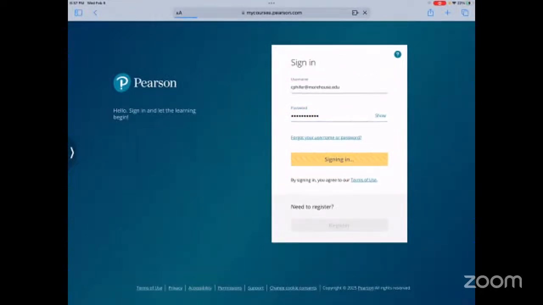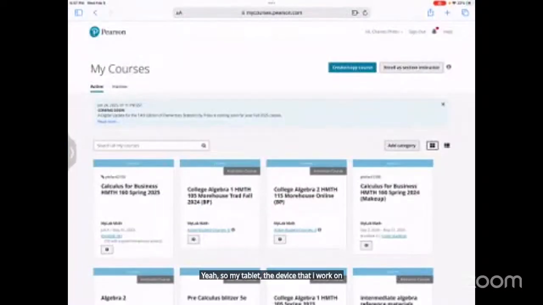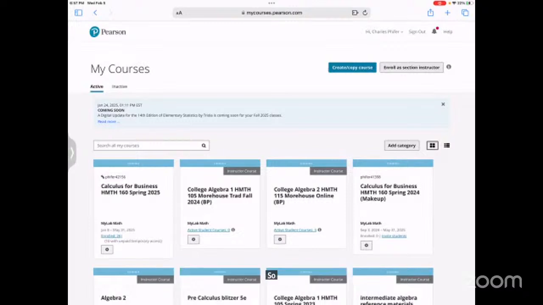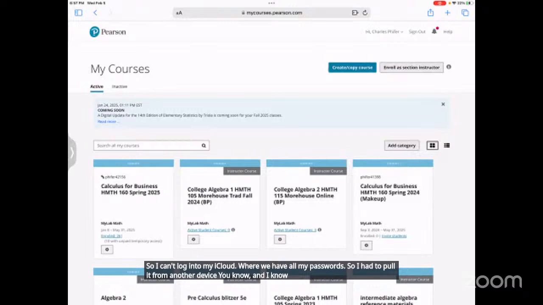Yeah, so my tablet, the device that I work on, they're basically trying to slow the device down. So their marketing, their programming, they won't allow me to update my terms and conditions. So I can't log into my iCloud where it would have all my passwords, so I had to pull it from another device. And I know this is just a start. Every time they do an update, it's going to become more like they're intentionally breaking it. There's nothing wrong with the device. The device works fine. It's great. It does everything I needed to do.